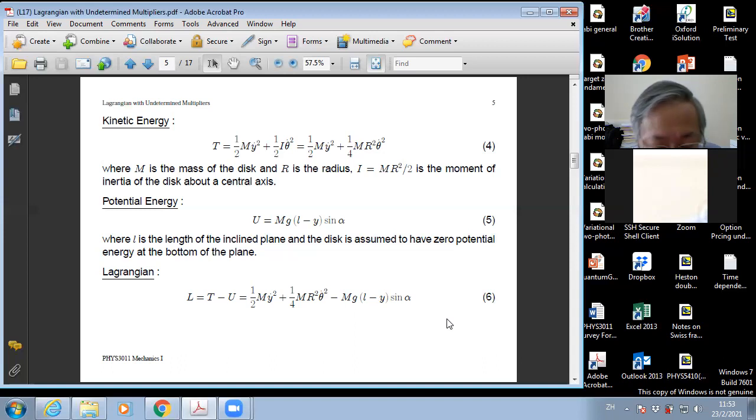So what's the next step? Since we have rolling without slipping, we have a constraint condition. And here we see that there are two generalized coordinates, one is y, the other one is theta, two independent variables. Now we have one constraint condition. In other words, one of the variables is not independent. In fact, there is only one independent variable in this problem.